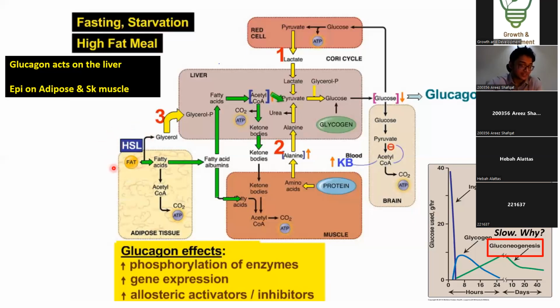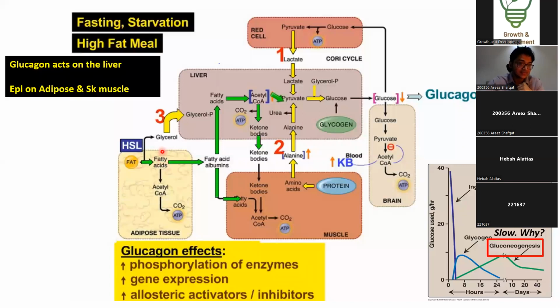Hormone sensitive lipase is activated by epinephrine, because glucagon mainly acts on the liver. Epinephrine acts on the adipose tissue and in the muscle. Hormone sensitive lipase is activated, and also cortisol activates hormone sensitive lipase. Once activated, it degrades triglycerides into glycerol and fatty acids.